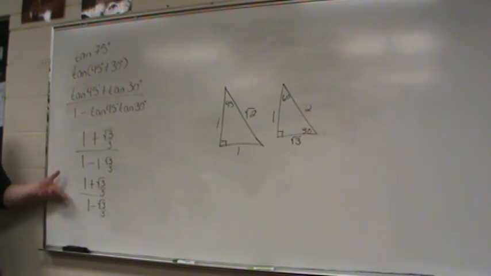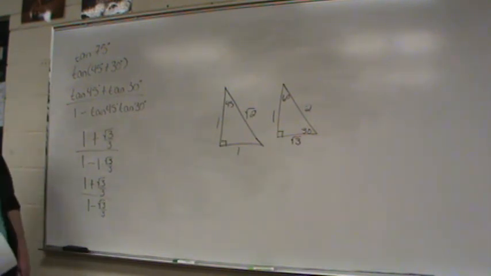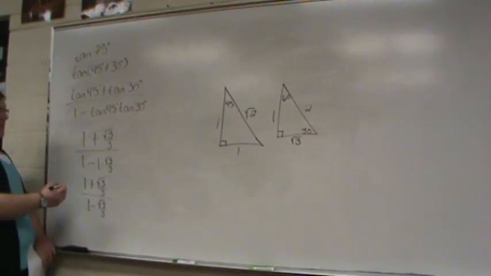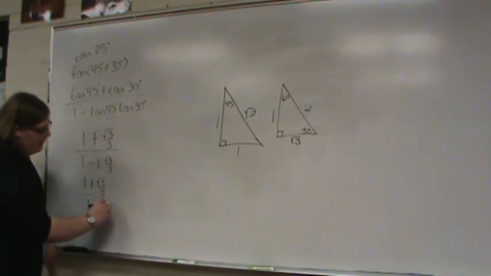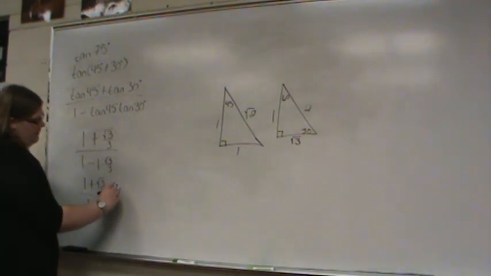All right. So finishing tangent of a 75-degree angle, can we leave our answer like this? No, because we have to rationalize it. So we're going to multiply the top and the bottom by the conjugate.